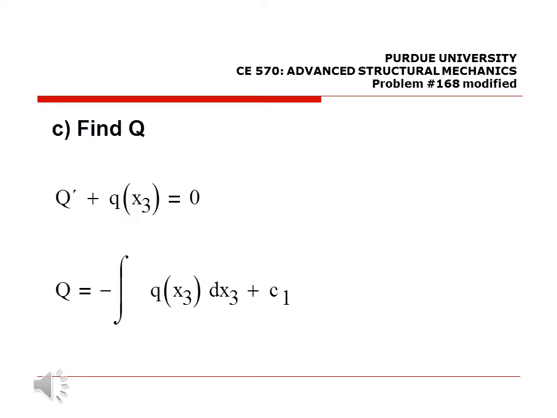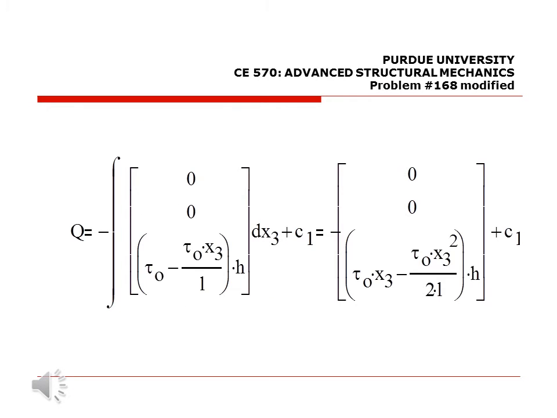Part 3. Find Q, the resultant traction over the cross-section. Q prime plus Qx equals 0, then rearranging the expression, Q is equal to minus the integral of Qx on dx3 plus the constant C1. Substituting Qx from the expression we found in part A, Q is equal to minus the integral of Qx plus C1, and integrating we get the expression as follows.